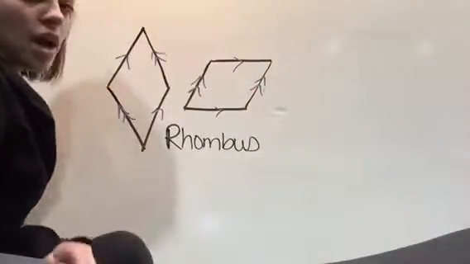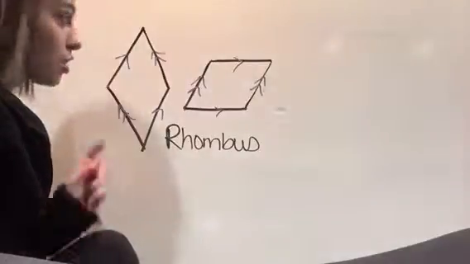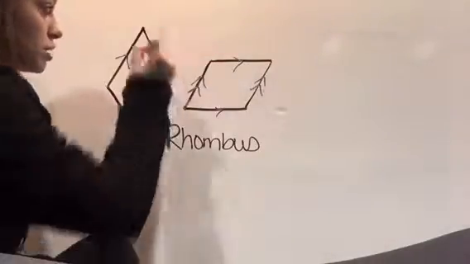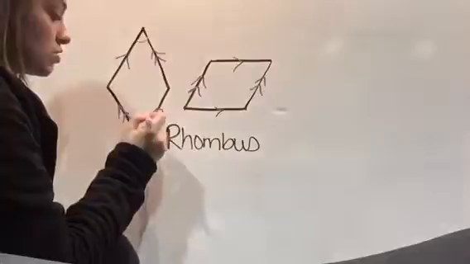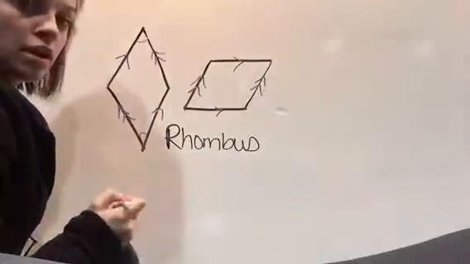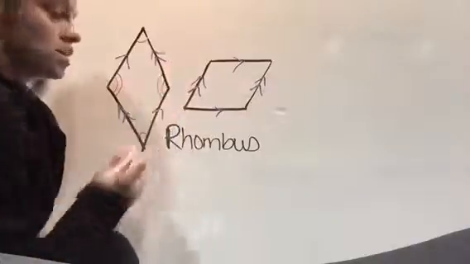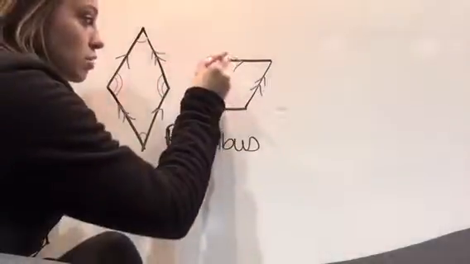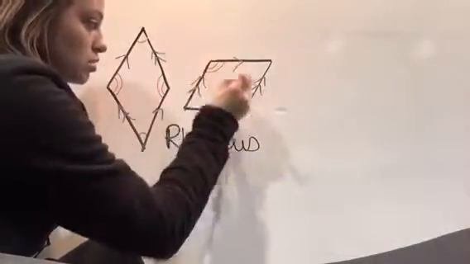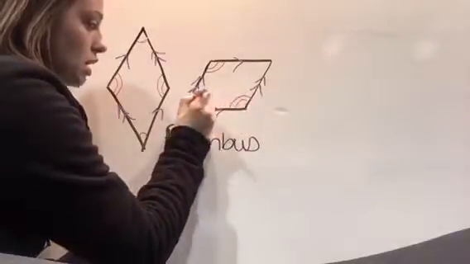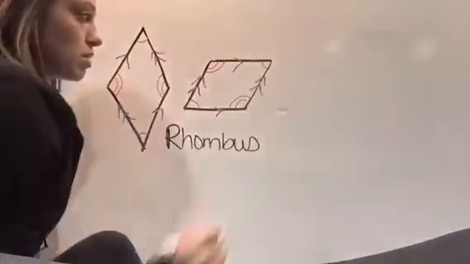It also has opposite angles that are the same angle measurement. So this angle is going to be the same as this angle, and this angle measurement is going to be the same as that angle measurement. Same goes for this one. This angle measurement is going to be the same as this angle measurement, and this angle measurement is going to be the same as that angle measurement.